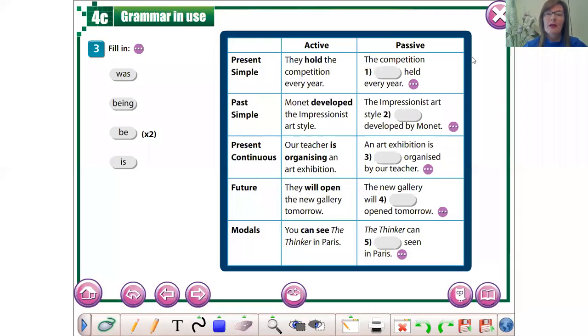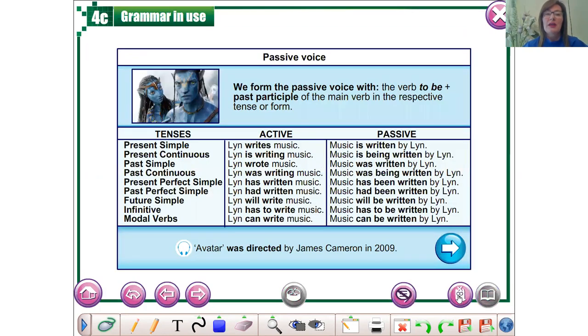Now, let us begin with all the rules of passive. So, before starting with the rules, I want to say that we can form passive in all the tenses except present perfect continuous and past perfect continuous. In these two tenses, we can't form passive.